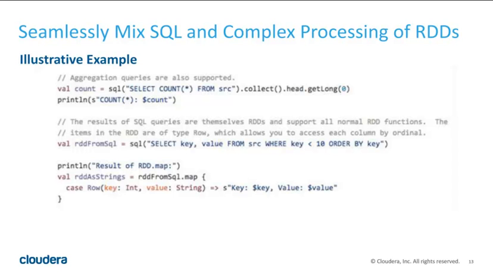So this ability to go from SQL statements on structured or semi-structured data and then falling back to fully arbitrary processing on RDDs, and the ability to do all of that within the same Java, Scala, or Python application is incredibly compelling, and that is the key value proposition of Spark SQL.